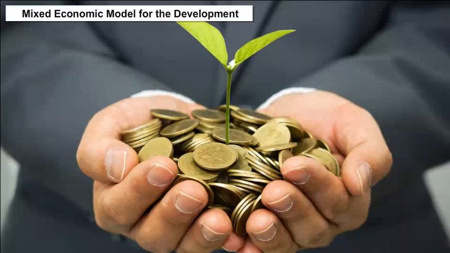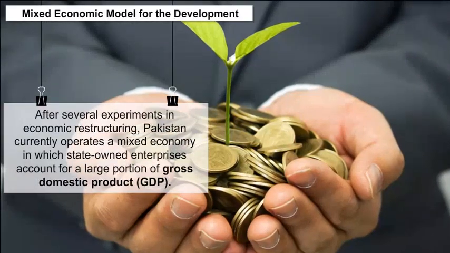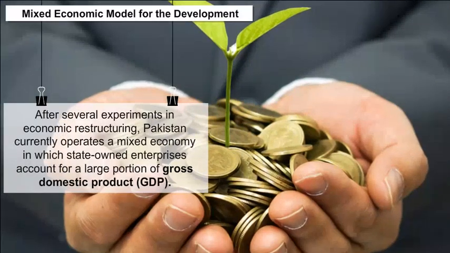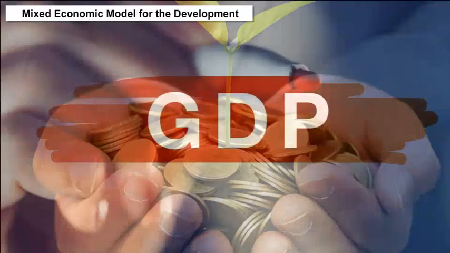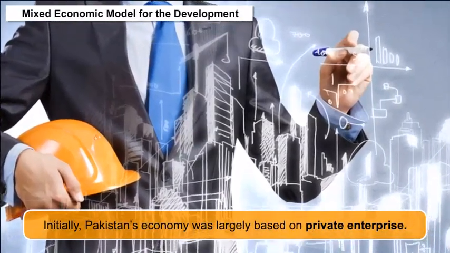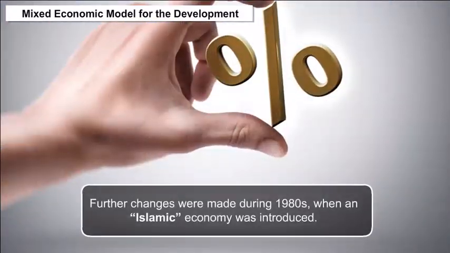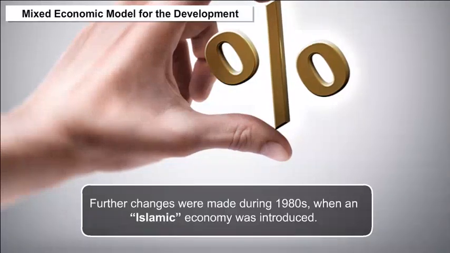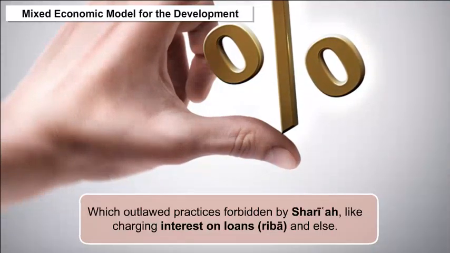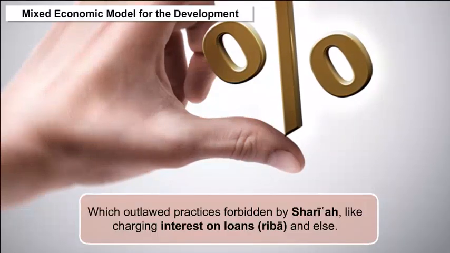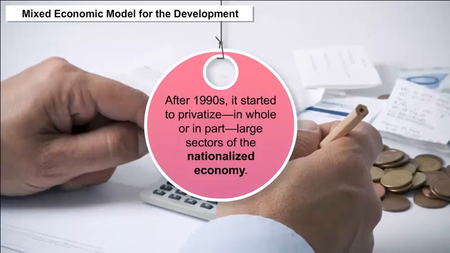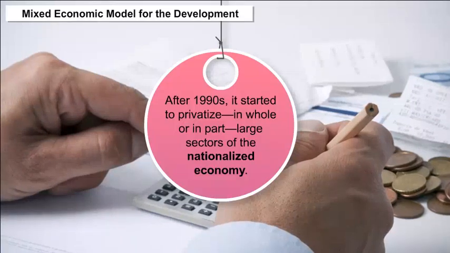Mixed economic model for their development. After several experiments in economic restructuring, Pakistan currently operates a mixed economy in which state-owned enterprises account for a large portion of gross domestic product (GDP). Initially, Pakistan's economy was largely based on private enterprise. Further changes were made during the 1980s when an Islamic economy was introduced, which outlawed practices forbidden by Sharia, like charging interest on loans, riba, and else. But after the 1990s, it started to privatize, in whole or in part, large sectors of the nationalized economy.